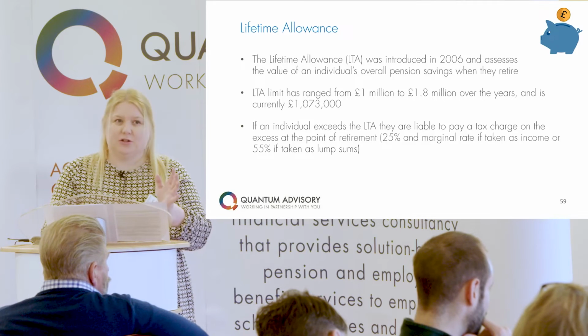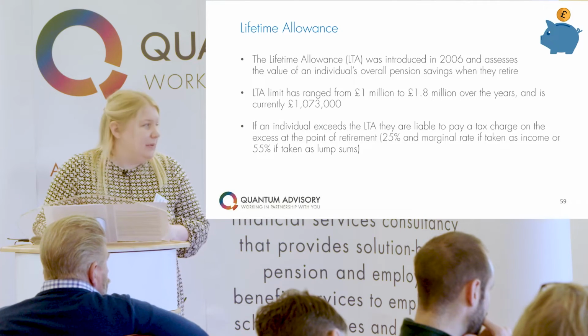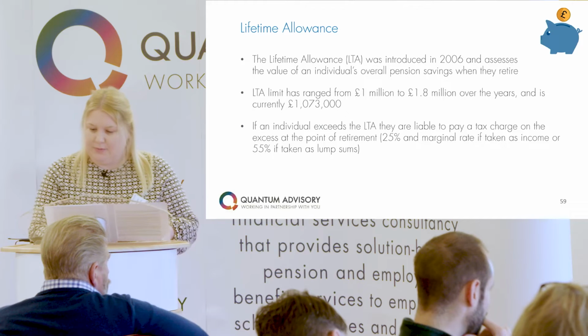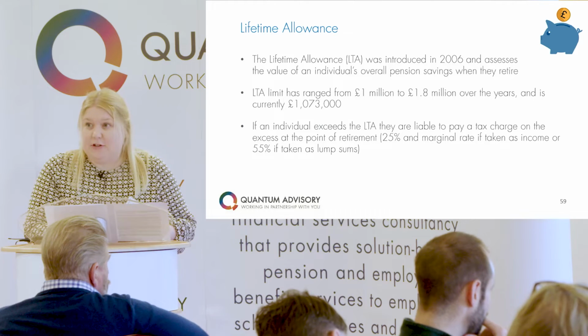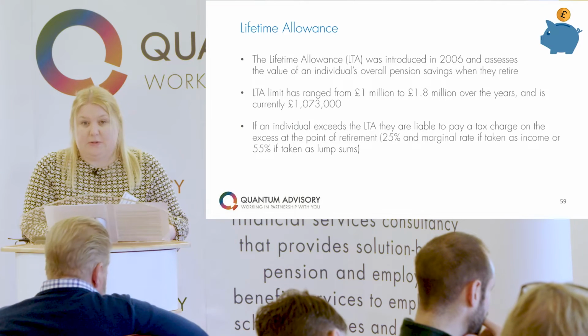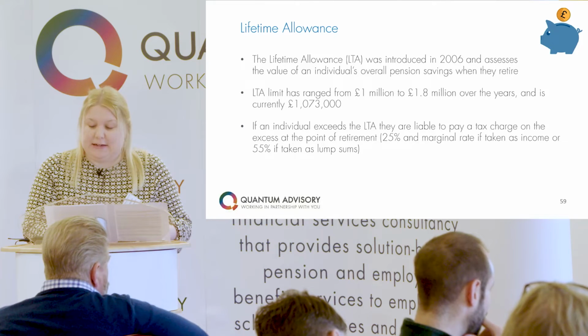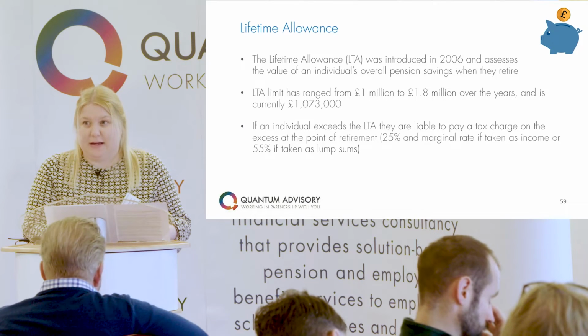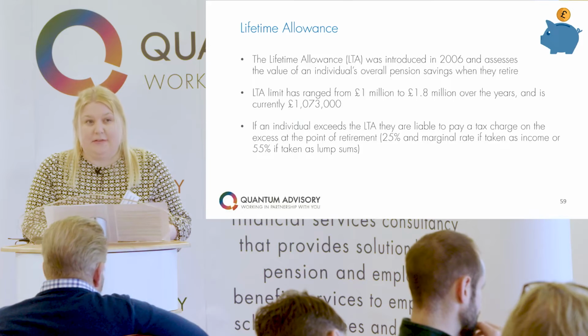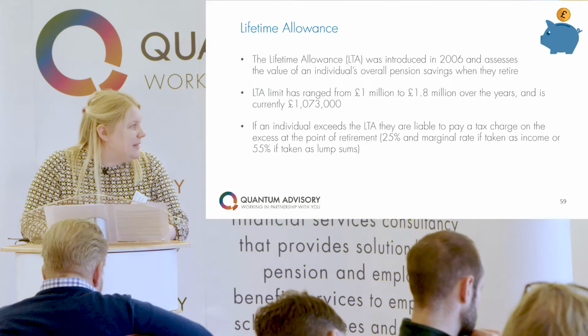And then there were protections brought in when the lifetime allowance reduced. If an individual exceeds the lifetime allowance, they would be subject to a tax charge on the excess, and if the excess was taken as an income, the tax charge was 25% plus their marginal rate, and if taken as a lump sum, it was 55%.